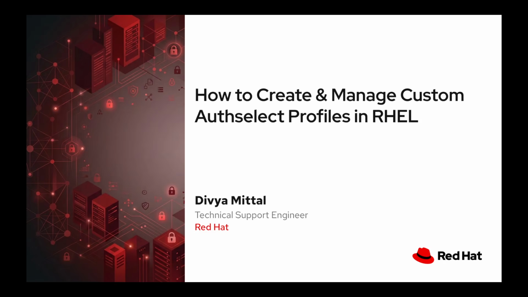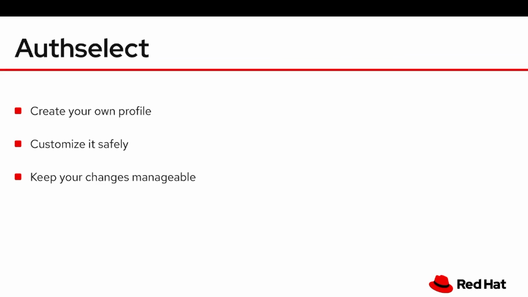Today I will be explaining how to create and manage custom Authselect profiles in RHEL. Have you ever needed to modify PAM authentication settings on a Red Hat Enterprise Linux server, but worried that your changes might be overwritten during an update? That's exactly where Authselect custom profiles come in. Instead of editing system authentication files directly, Authselect lets you create your own profile, customize it safely, and keep your changes manageable. Let me demonstrate it.